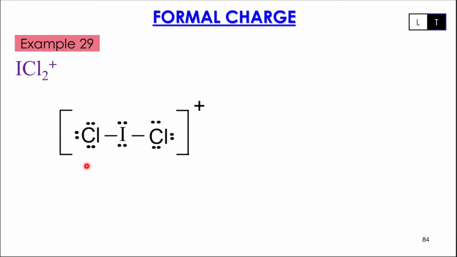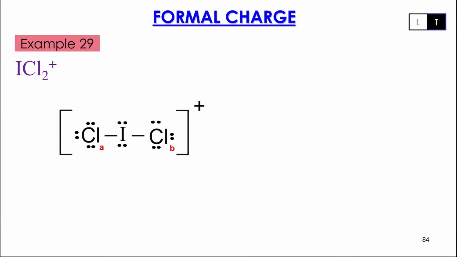Let's try one more example with cation ICl2+. This is the Lewis structure for ICl2+. So I'm going to differentiate 2 chlorine atoms as Cla and Clb. So we are going to calculate the central atom first. So use the same formula because cara calculate dia tak ada markah. Tapi we have to prove whether we got the total formal charge as +1 or not for this example 29.